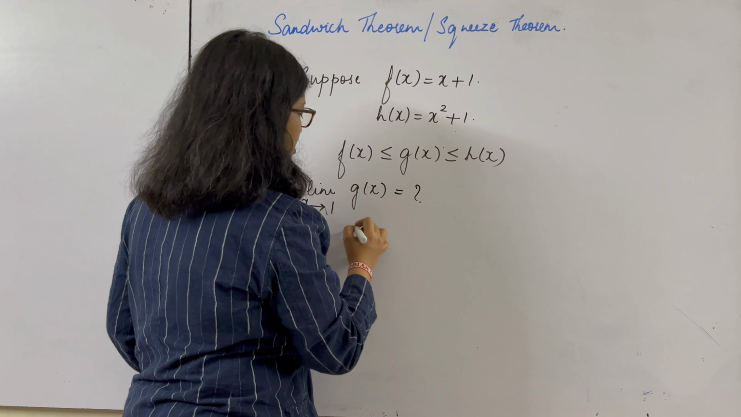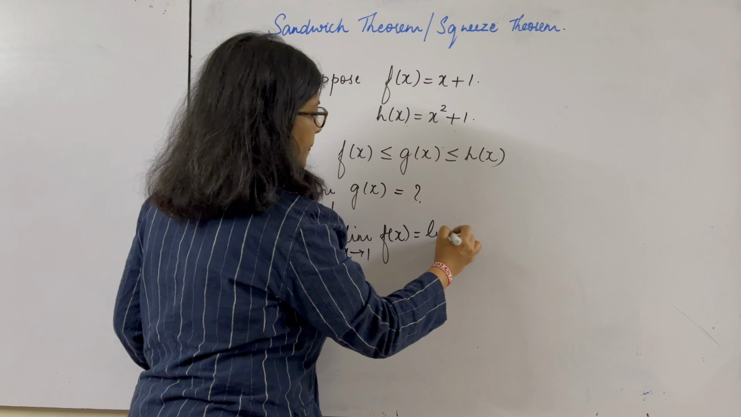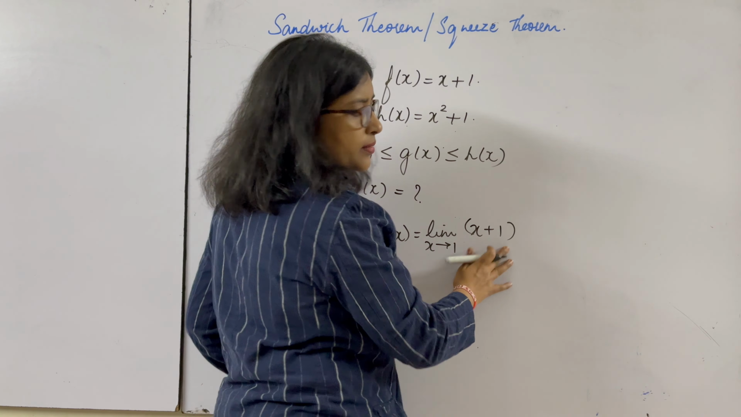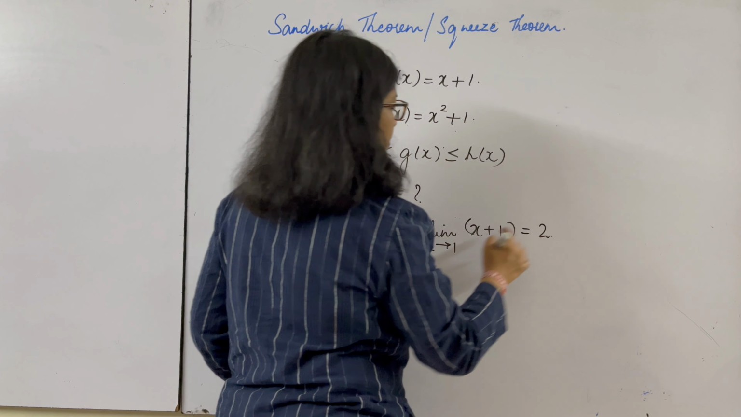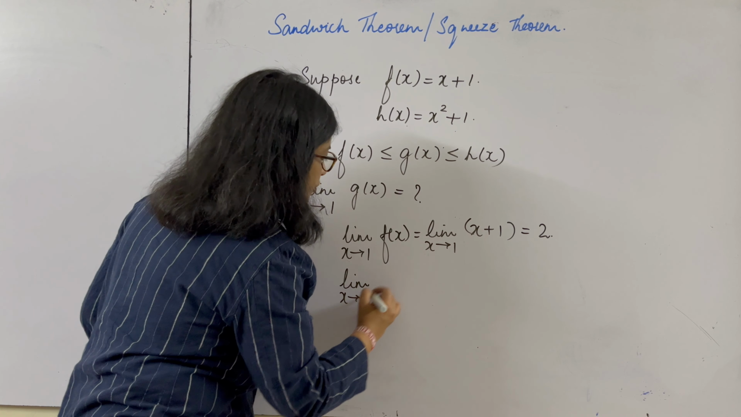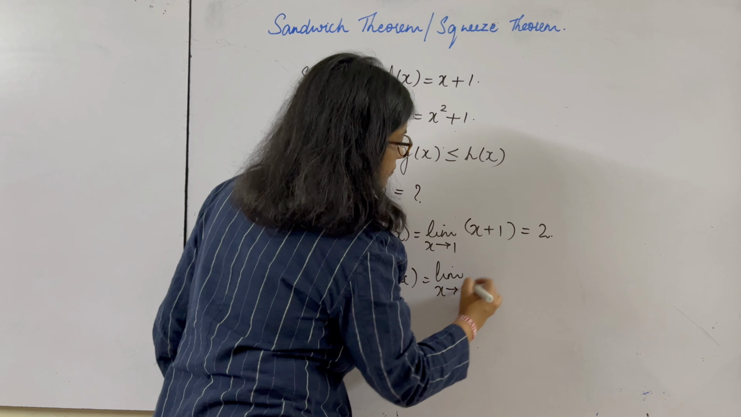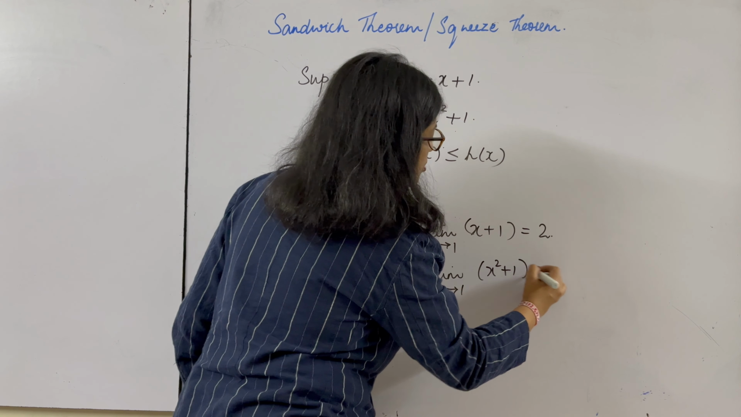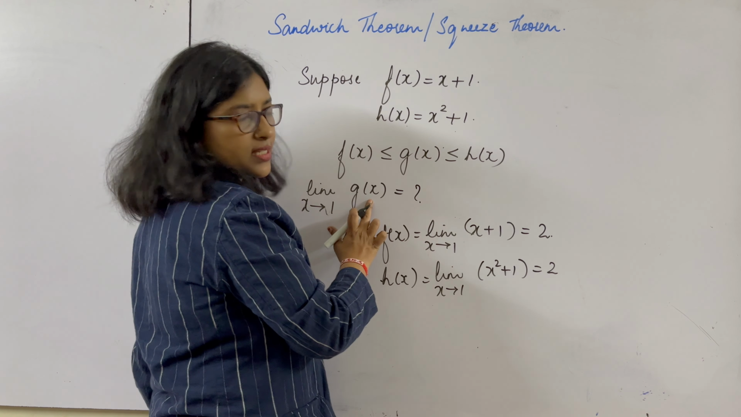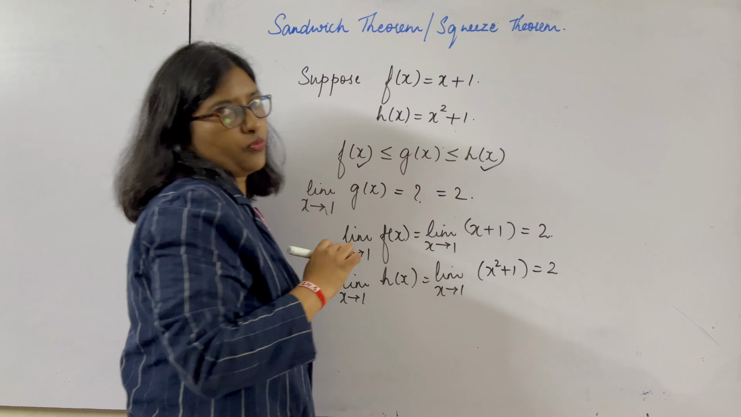So, instead of finding g, which we do not know, we will find the limit of f(x) when x tends to 1, and the denominator being 1, we can directly put the limit value, which is 1 plus 1, that is 2. Same way, let us find the limit of h(x). This is also 2. Since both the limits are 2, we have that the limit of g(x) when x tends to 1 is 2, because both of these limits being 2.